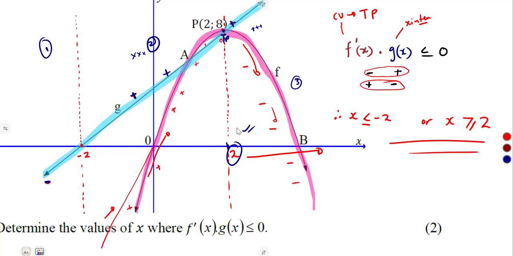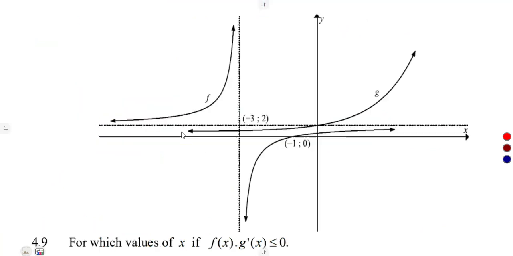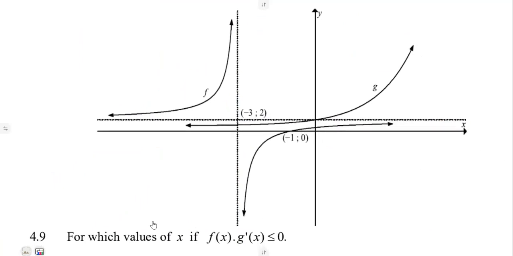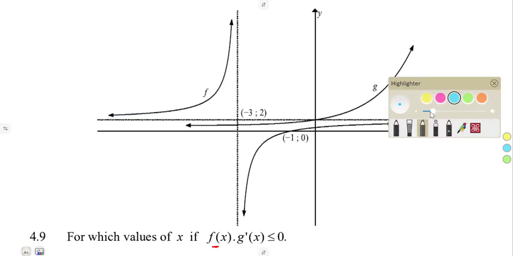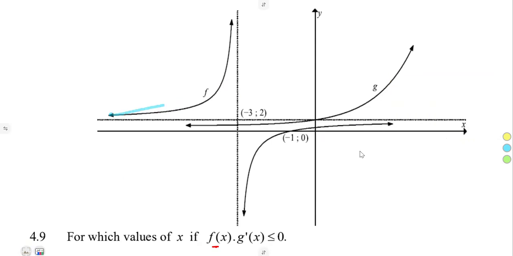Just like that. So you see, these questions, guys, they're just direct. You just have to study your diagram. On this one, we have got two things to be compared: for which values of x is f of x times its derivative less than or equal to 0. So we have got f of x. This is our f of x, a hyperbola, sorry. So we have got a hyperbola this time.